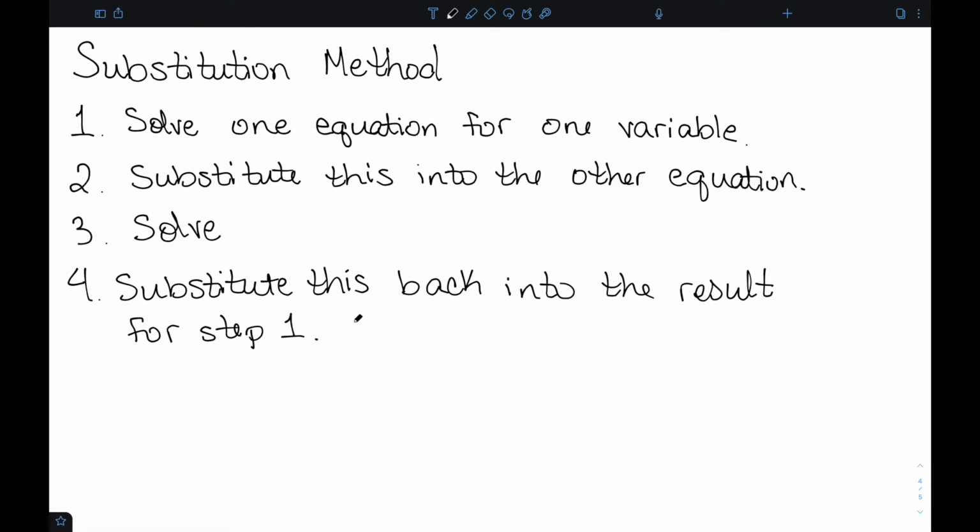We're then going to substitute this solution back into the result for step one. When we solved our one equation for one variable, we're going to use what we got for step 3 in that particular equation. And then we'll solve once more. Let's look at some examples.